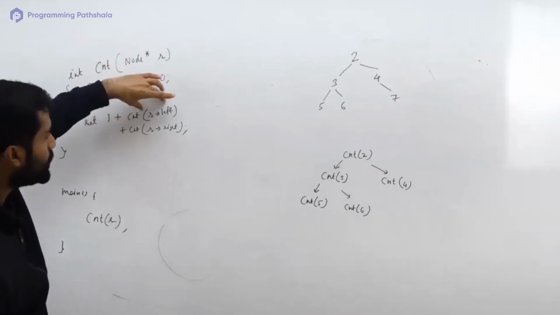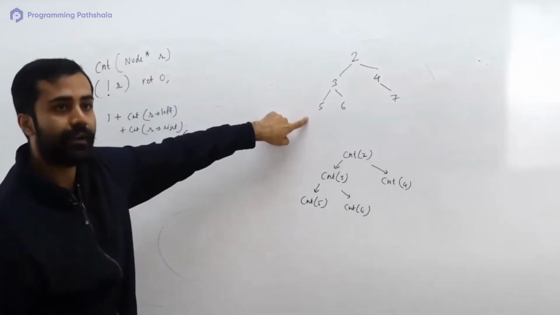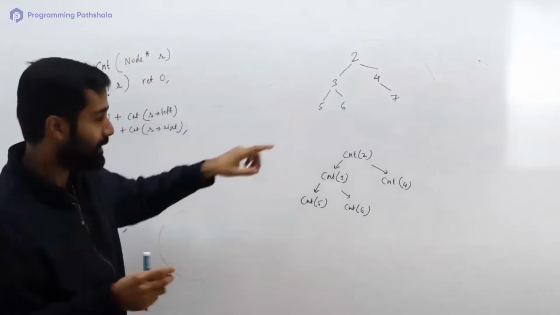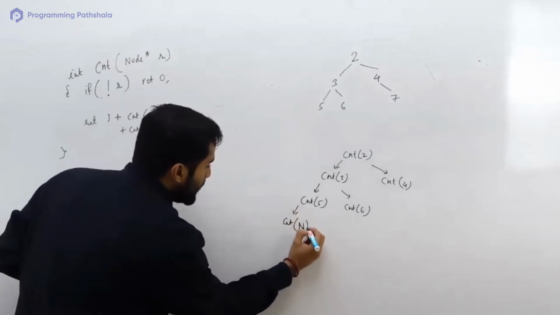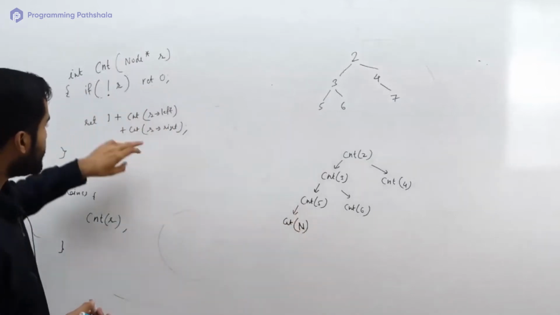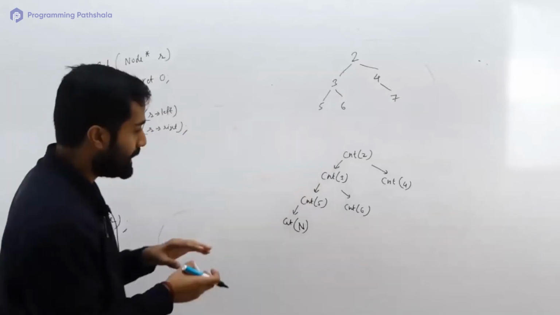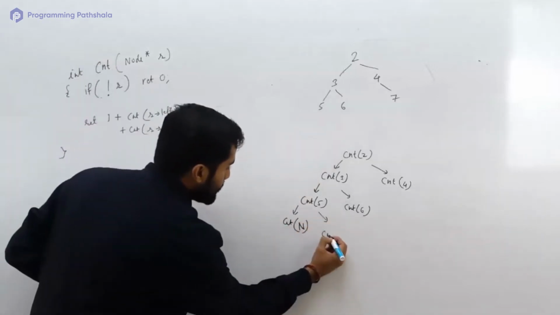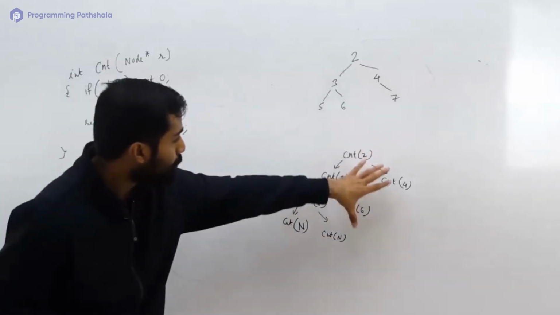So you will call count of 5 left. What is 5 left? What do you see in 5 left? It's null, right? So you will call count of null. Correct? And after that, you would call count of 5 right. 5 right is also null, so you will call null here. So what has happened is that so far, the computer knows about this much.